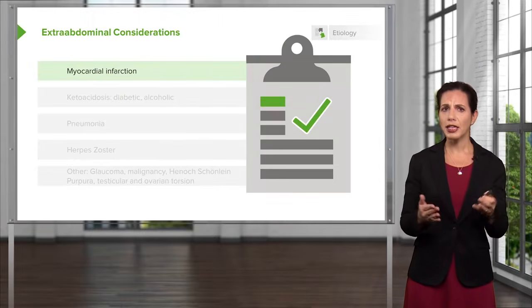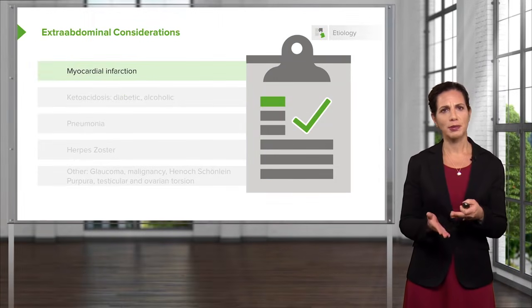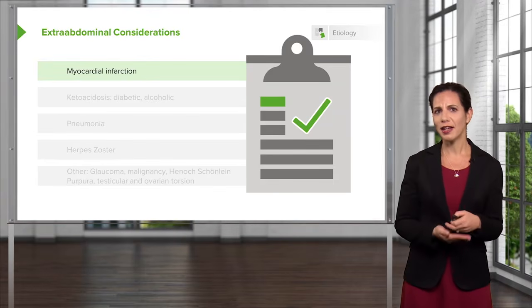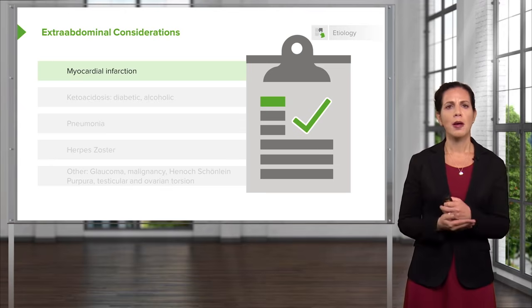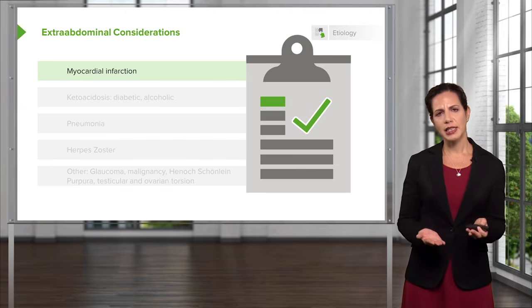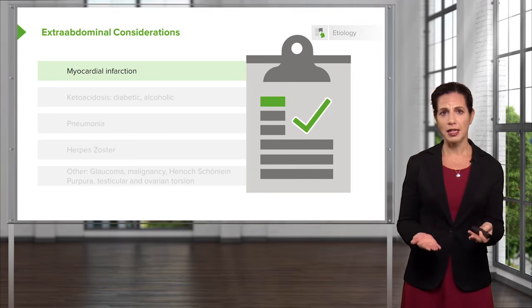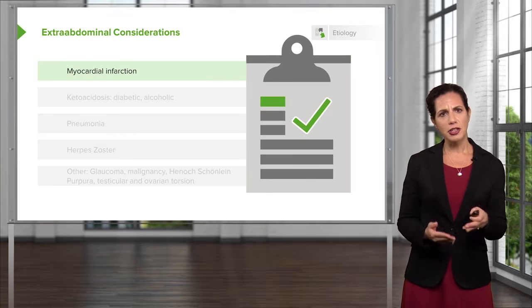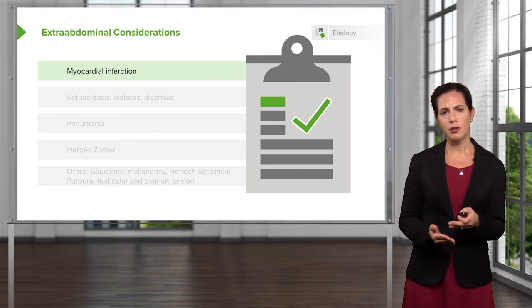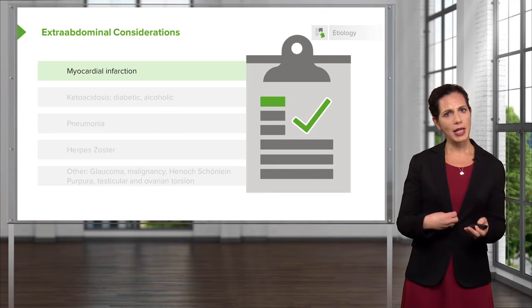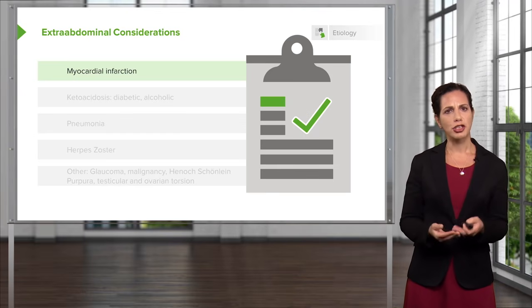Now, there are also extra abdominal things that can cause abdominal pain. So things outside the belly. So as if things weren't complicated enough already, we're going to go ahead and complicate them even further. Myocardial infarction is a classic example of extra abdominal things presenting with belly pain. Classically, an inferior wall myocardial infarction is the classic thing that we think about presenting with epigastric abdominal pain and nausea and vomiting.